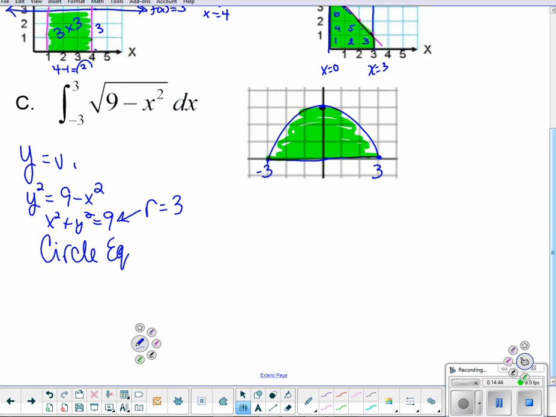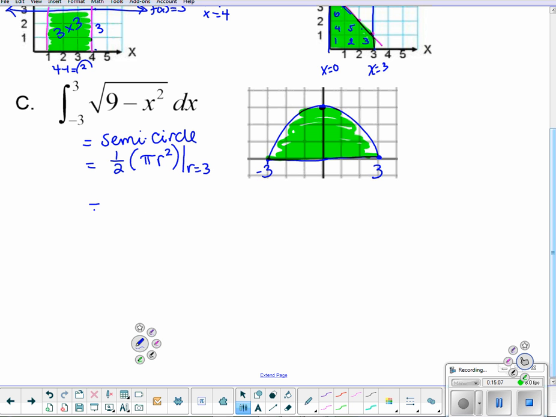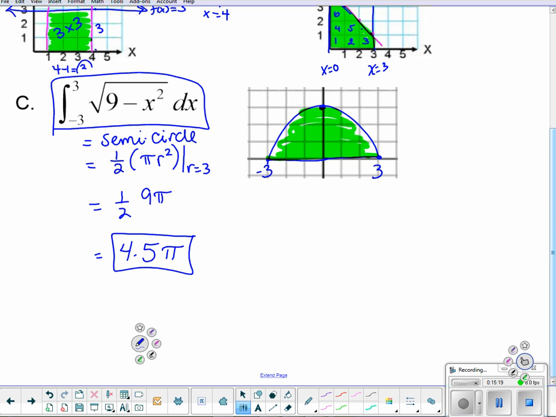So, hopefully your notes are not quite as messy as mine. This equals a semicircle. And radius, so it's a 1/2, so that we get the semi part of it, pi r squared. And R, we're going to evaluate where R was 3. So I'm going to end up with 1/2 9 pi. So how about 4.5 pi? That would be the value of this definite integral. Moving on.